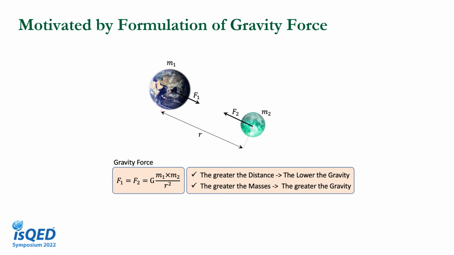From physics, we know that if two masses m1 and m2 are located at a distance r from each other, the gravity force between them is obtained from the equation in the middle. Two facts can be obtained from this equation. First, the greater the distance between the masses, the lower the gravity force. And second, the greater the masses, the greater the gravity force between them.